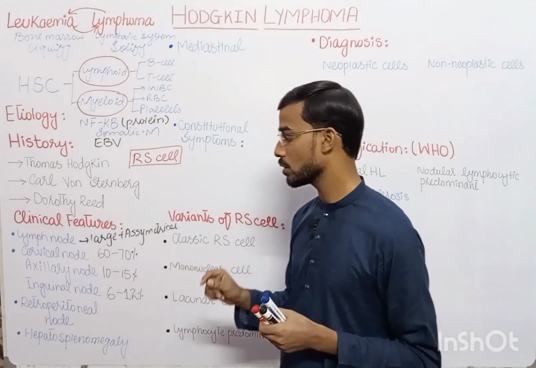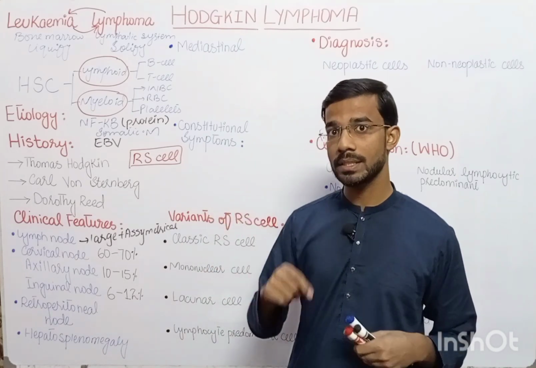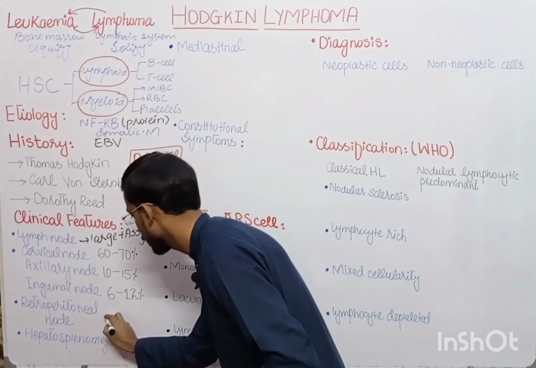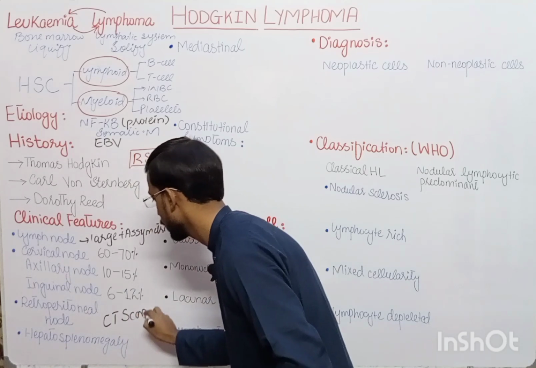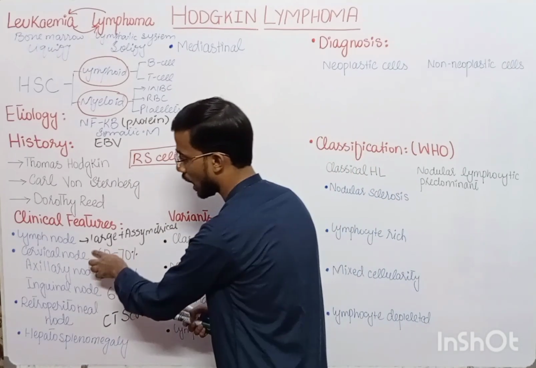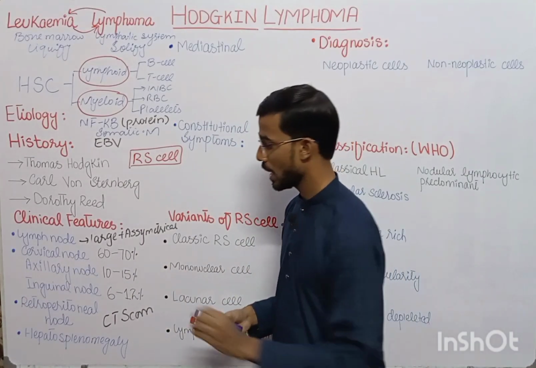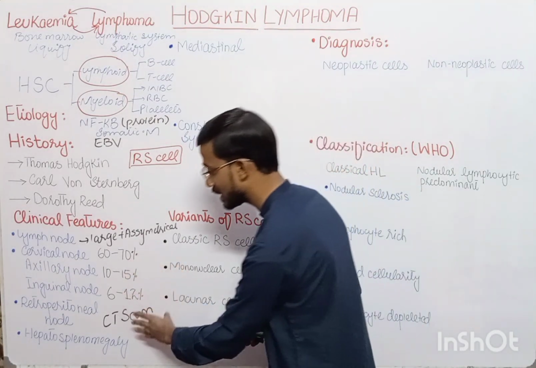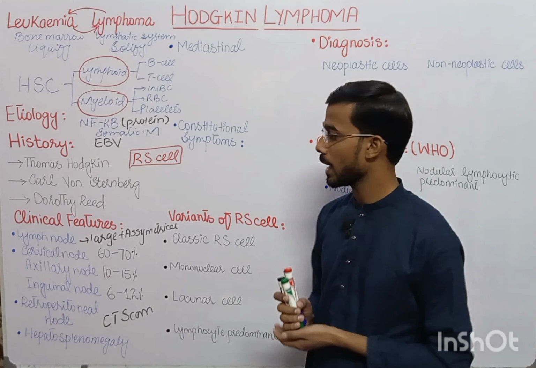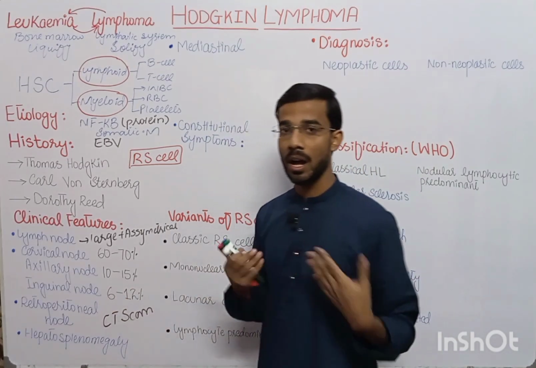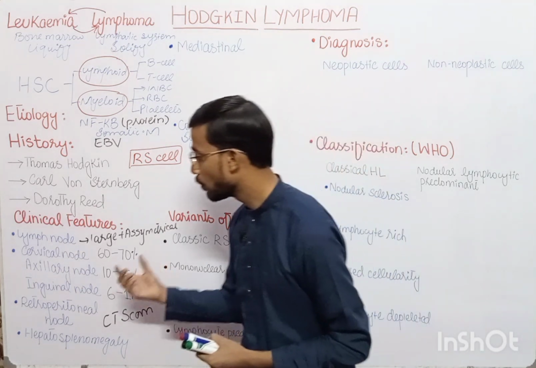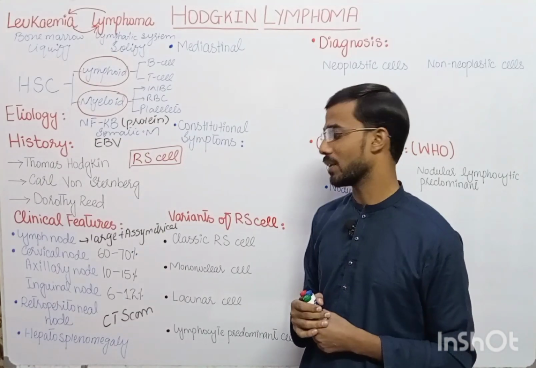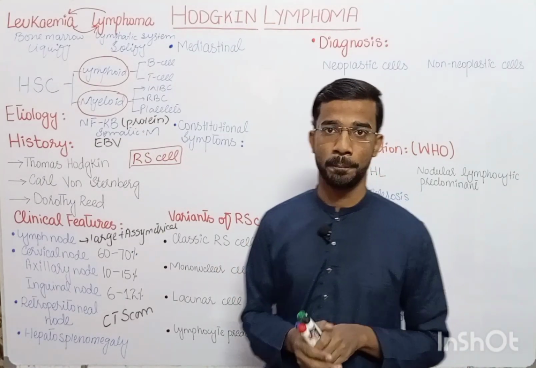And how will you diagnose that the retroperitoneal node is involved? You can check it by CT scan. Because the other nodes are superficial and you can easily palpate them, but retroperitoneal nodes you cannot easily palpate. You have to do a CT scan for confirmation. Second, you can also see modest hepatosplenomegaly, enlargement of the spleen and the liver. This is in some patients, not all.